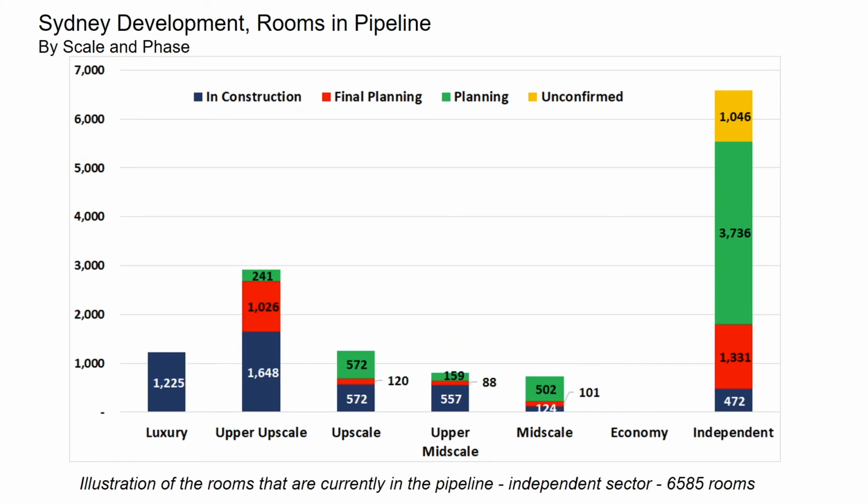This chart in front of us shows again the rooms that are in the pipeline, but without the existing rooms. So here it shows in a more detailed way how big the difference is between the independent hotel category, which has the highest amount of rooms in the pipeline, and the upper upscale category, that has the second biggest amount of rooms in the pipeline.